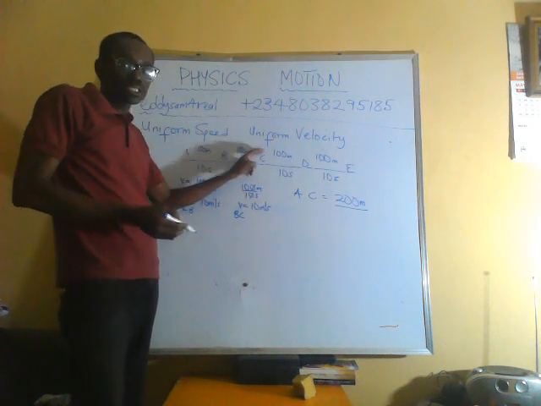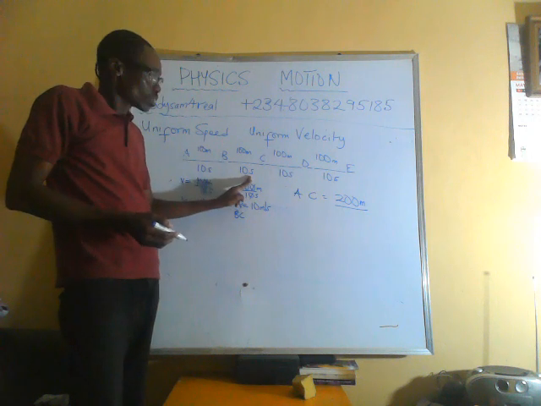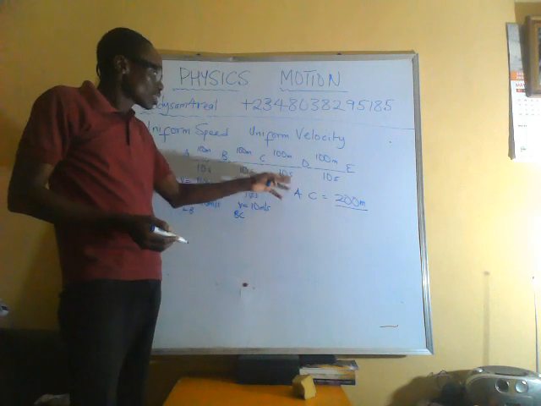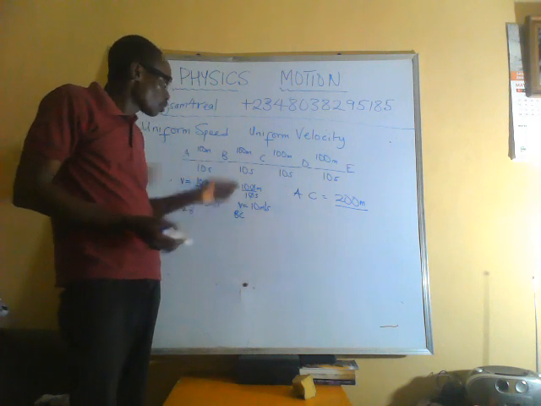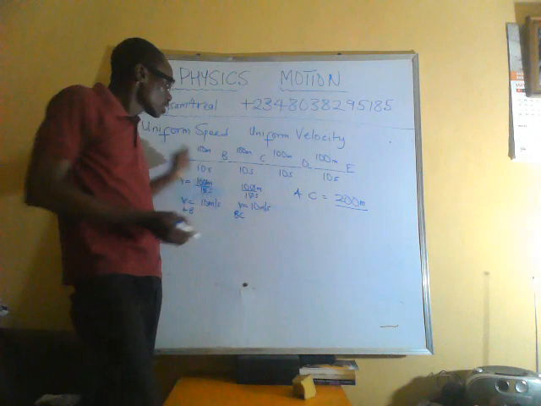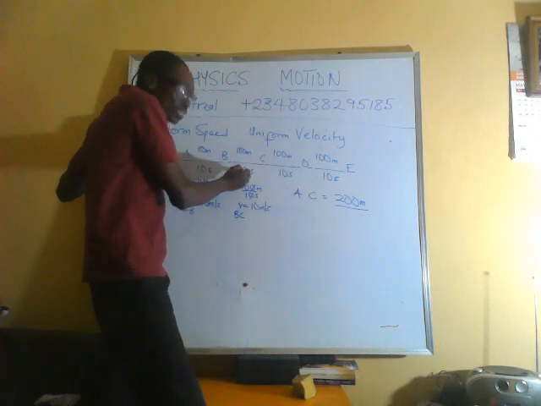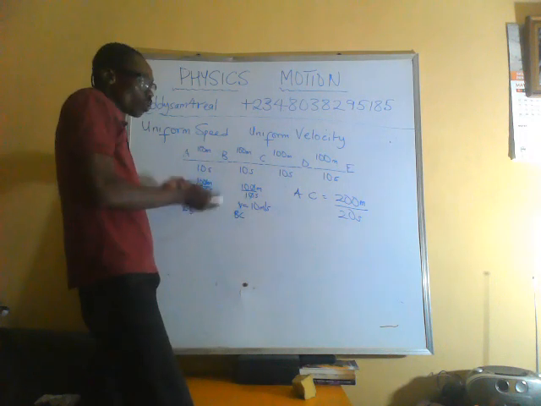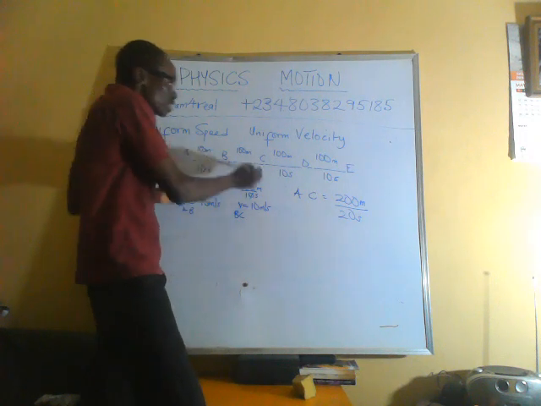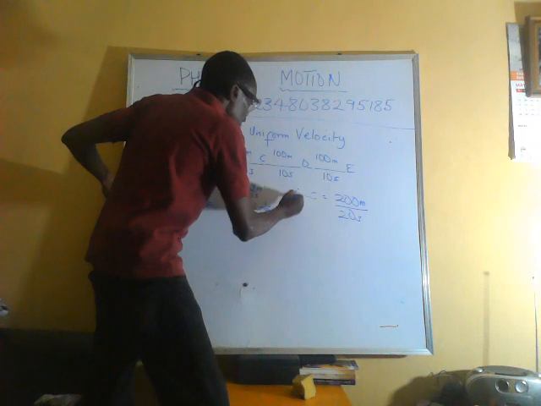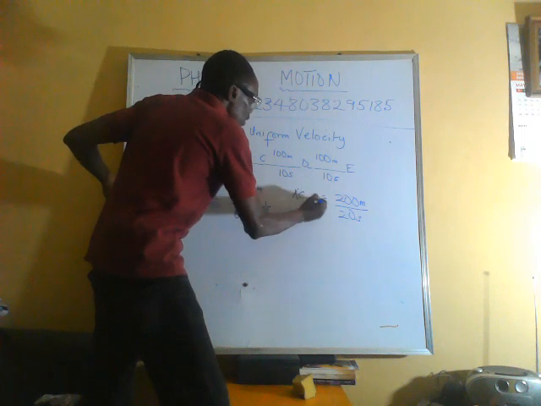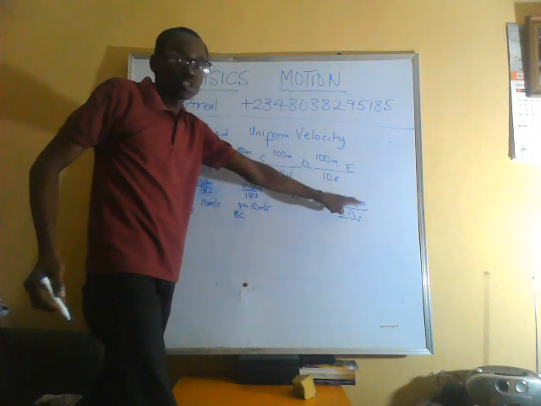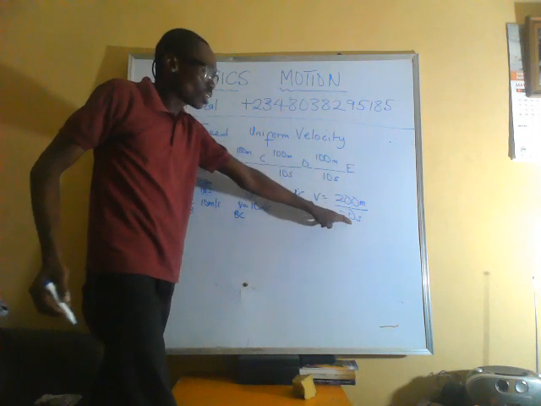Time taken from B to C is 10 seconds as well. So when we are going to calculate the velocity or the speed, we're going to divide total distance by total time. 10 plus 10 seconds is 20 seconds. So the velocity or speed from A to C is given by total distance over total time taken, which is 200 meters divided by 20 seconds.